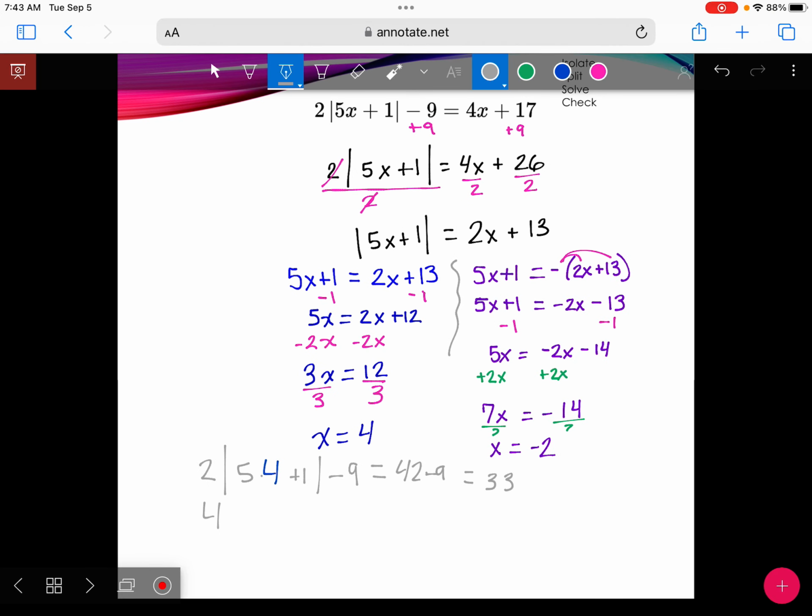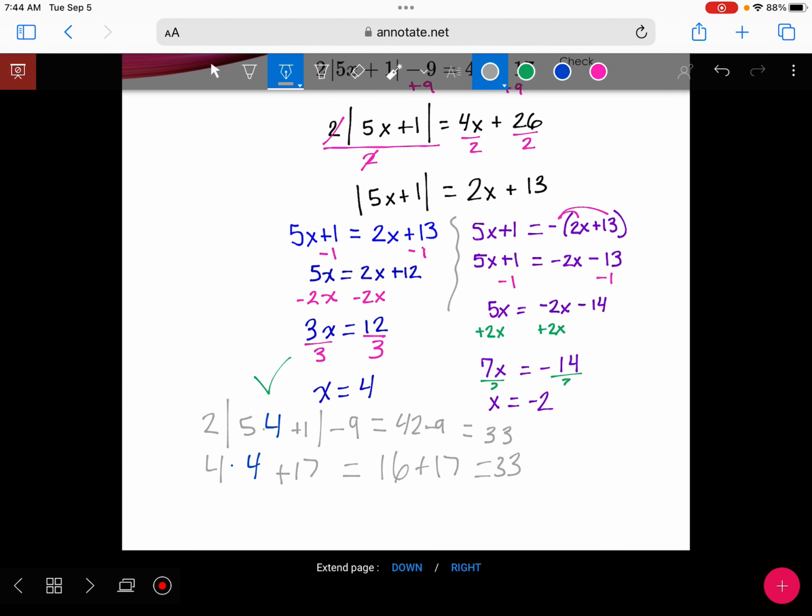And then our other side is 4 times 4 plus 17. 16 plus 17 is 33. So this one checks. This is another way to do your check here, is to just take each side and simplify it down to a number. I plugged in 4 in place of this side of it and this side of it. Oh, it didn't get grumpy at me. Love that.